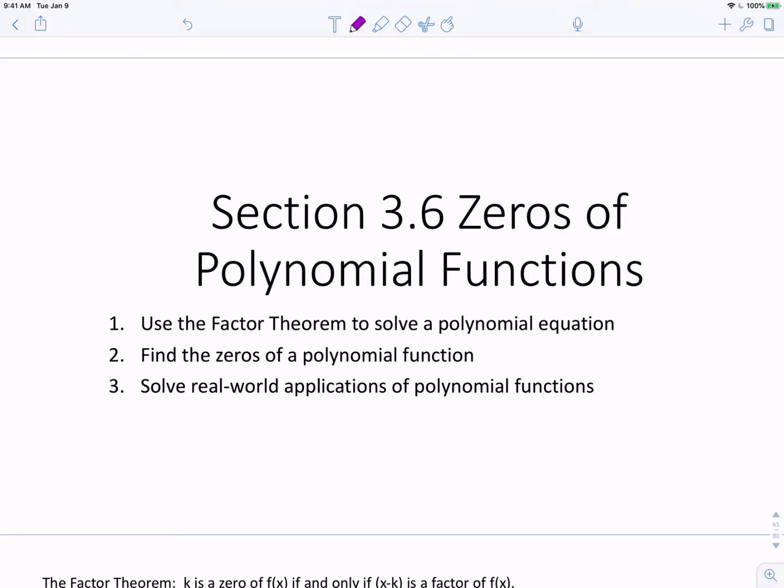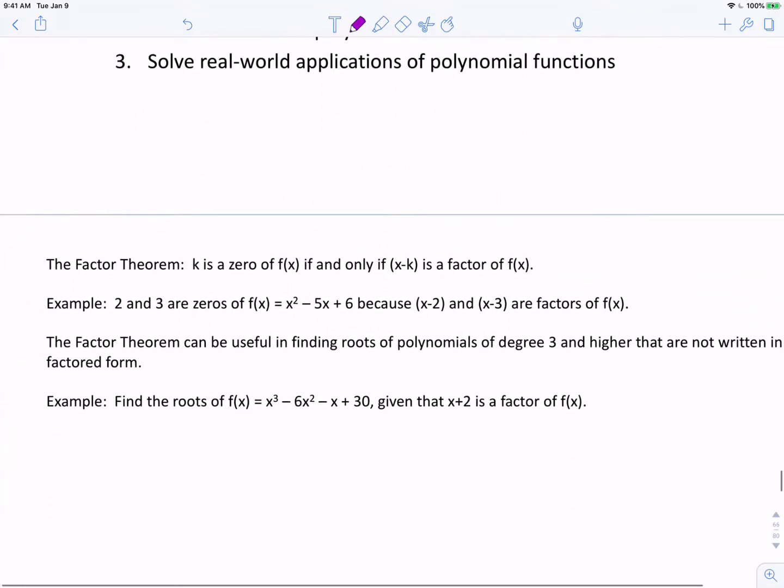Section 3.6, Zeros of Polynomial Functions. In this section, we'll use the factor theorem to solve a polynomial equation. We'll find the zeros of a polynomial function, and we'll solve real-world applications of polynomial functions.